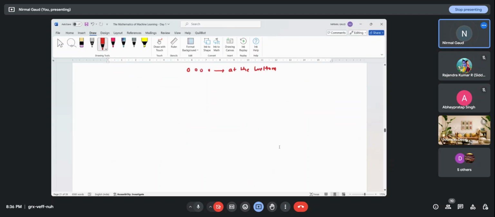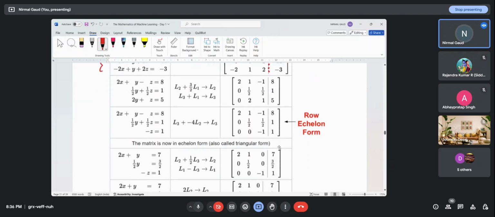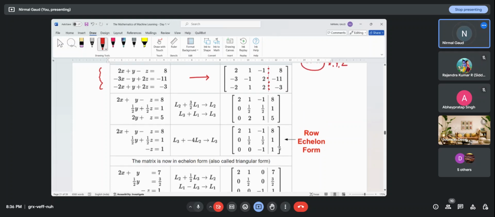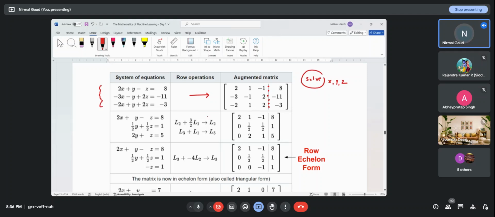Okay. And we started doing that task, and the operations are L2 plus 3/2 L1 equal to L2, and L3 plus L1 equal to L3. So how does it go? See, I want to make this 0 and this 0, and I want to make this 0. So what is the possibility? If I add these two, row 1 and row 3, and say it as row 3, obviously this will become 0.